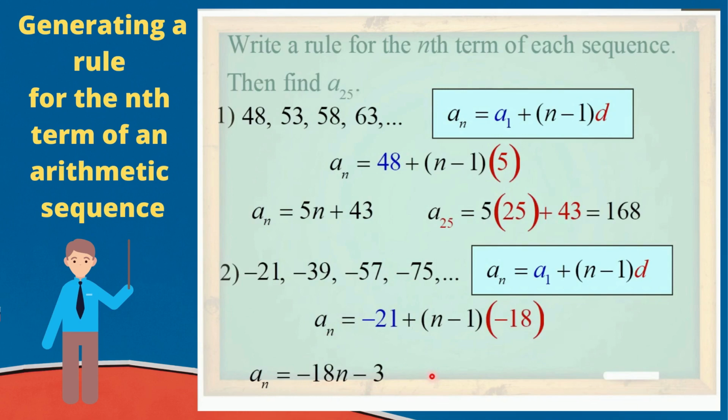So to find the 25th term for this sequence, substitute the value of n. So we have a sub 25 is equal to negative 18 times 25 minus 3 is equal to negative 453.